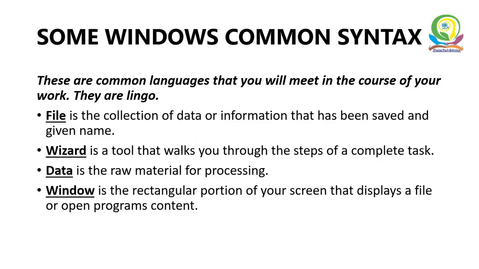Then we have what we call data. Data is a raw material for processing. Anytime that you want to design or work on anything, you have to get it in the form of data first. For example, when you press the keys on the keyboard, it goes through a process to change it. That's where it changes from a raw material aspect to the processed aspect.